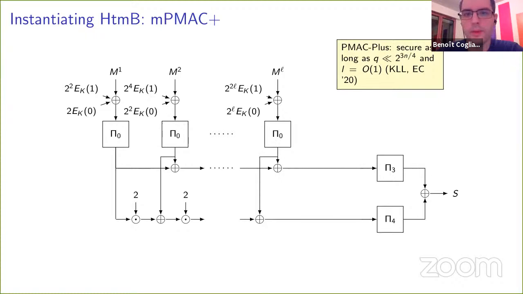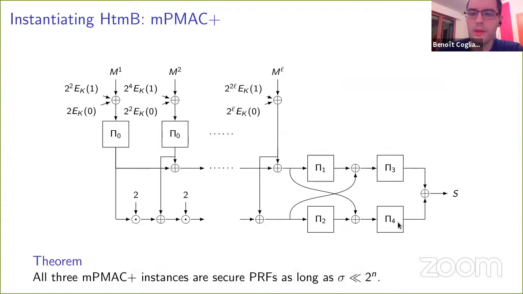And so in our MPMAC+ construction, we simply replace the finalization step by the MBNS construction. Here I've put the P2 variant, but it works with all the 3 of them. We were able to prove security as long as the number of queried blocks sigma is small in front of 2 to the n. What's also quite nice is that we were able to remove the final P0 call for the last message block, which means that we only use one more block cipher call when compared with PMAC+.